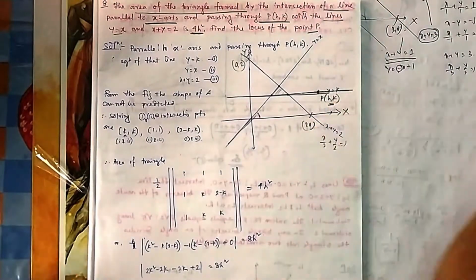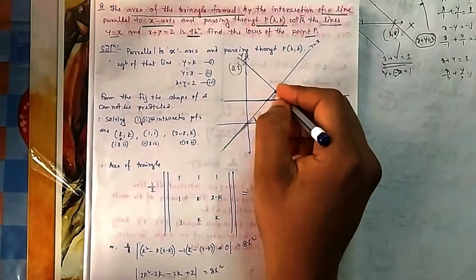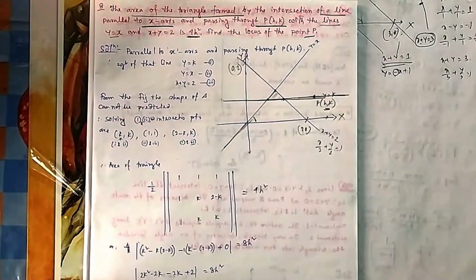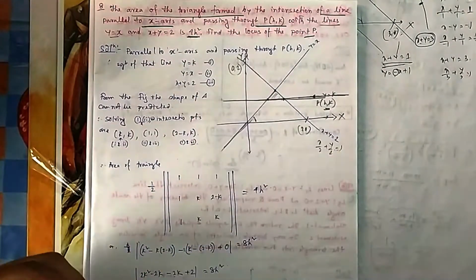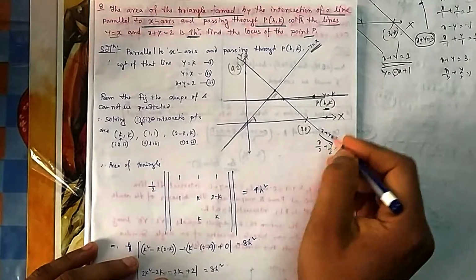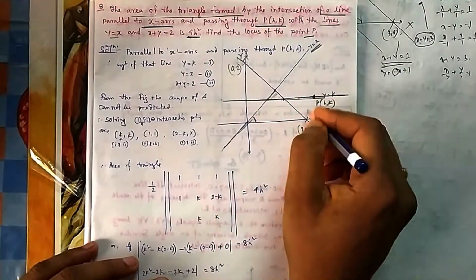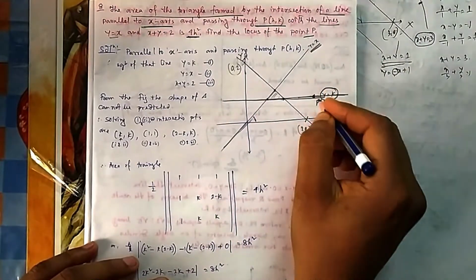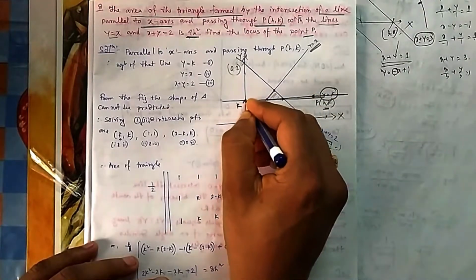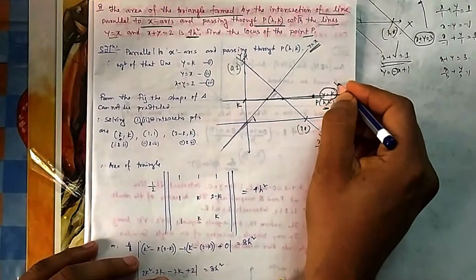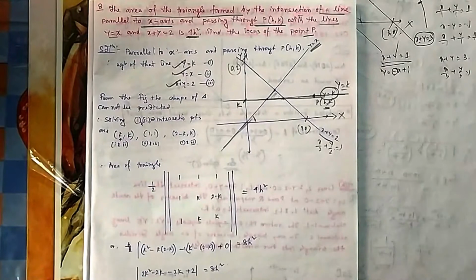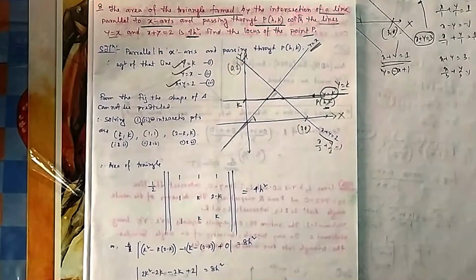Now to find this, first we have to find all the intersecting points. Once we know the intersecting points, we can find the area of the triangle and equate it to 4h square. For that we need 3 equations. What is the equation of the line parallel to the x-axis and passing through the point h, k? Since the point's y-coordinate is k, this is y equal to k. So these are the 3 equations. You solve any 2, then you will find the points.